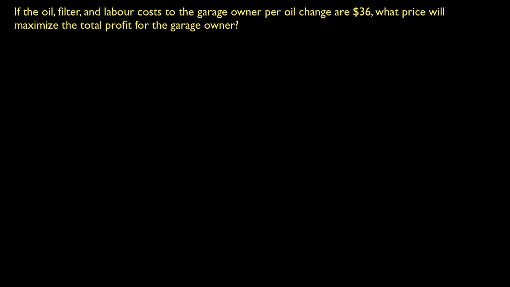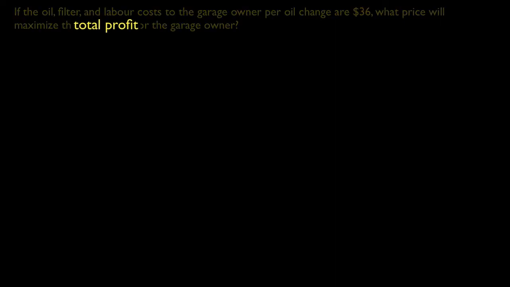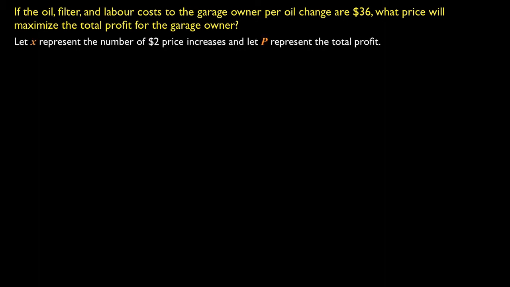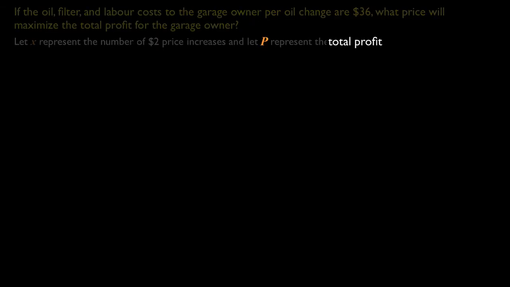If the oil, filter, and labor costs to the garage owner per oil change are $36, what price will maximize the total profit for the garage owner? So that's a slightly different problem. Now we're figuring in the cost of materials and labor in our oil change. So when we introduce variables now, we're going to change them just a little bit in this situation. We're going to say let X represent the number of $2 price increases all over again, but we're going to let P represent the total profit.